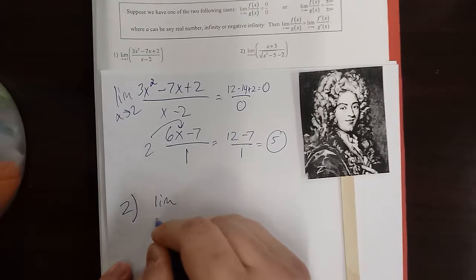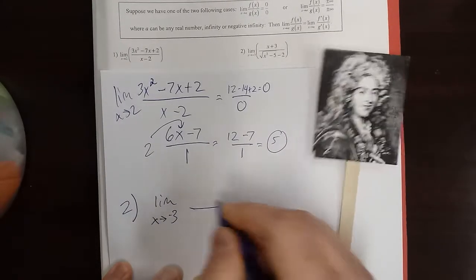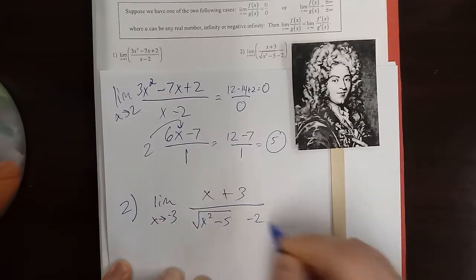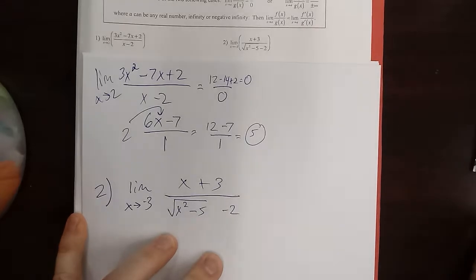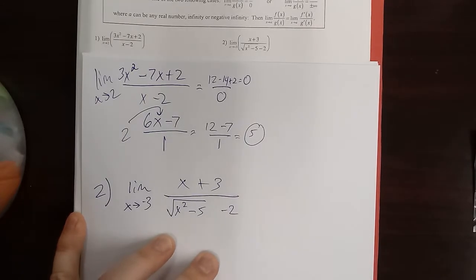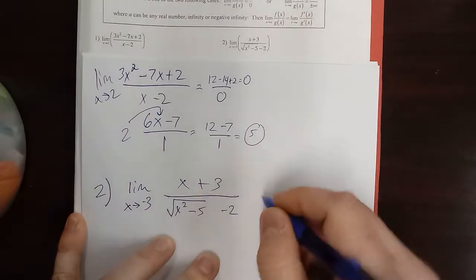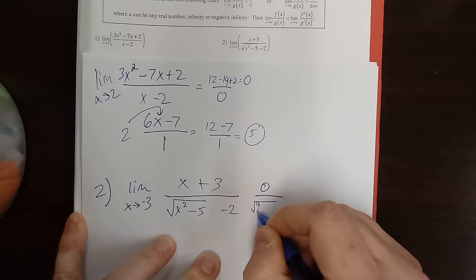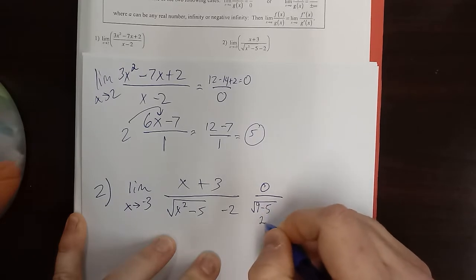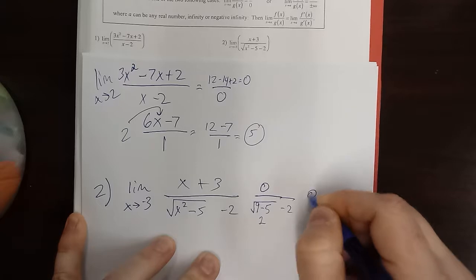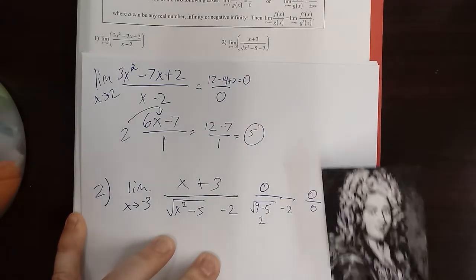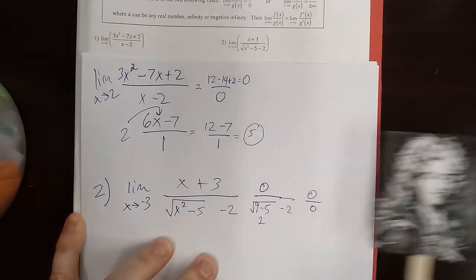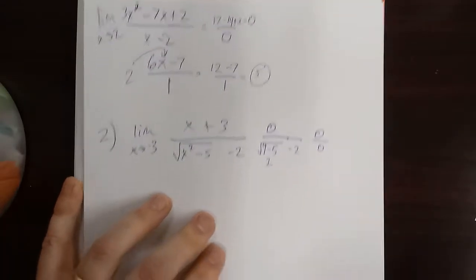Number 2 says the limit as x goes to negative 3 of x plus 3, and then x squared minus 5 minus 2. All right, let's see. So if I plug the negative 3 in, I get 0 on the top. On the bottom, I get, well, negative 3 squared is 9, so 9 minus 5. Square root of that's going to be 2 minus 2. We do get 2 minus 2, we get 0 over 0. Bonjour! All right, remember, we can only use him if we get 0 over 0, or infinity over infinity.